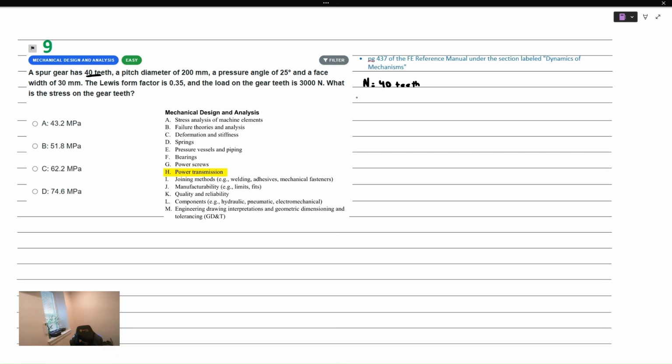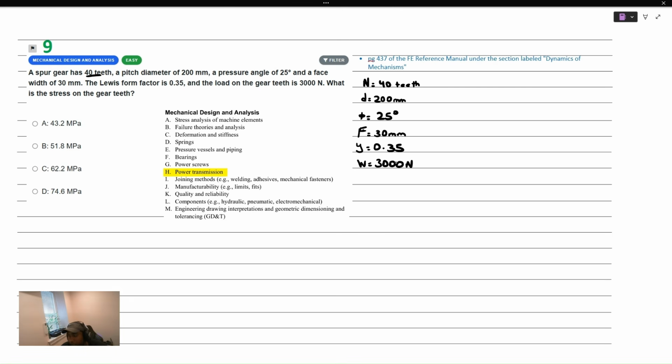In this problem here, we have a spur gear, and that spur gear has 40 teeth. So the number of teeth is equal to 40. A pitch diameter equal to 200 millimeters. A pressure angle, that's Greek letter phi, equal to 25 degrees, and a face width, that is variable F, equal to 30 millimeters. The Lewis form factor, Y, is 0.35, and the load on the gear teeth, W, is equal to 3,000 newtons. What is the stress on the gear teeth?